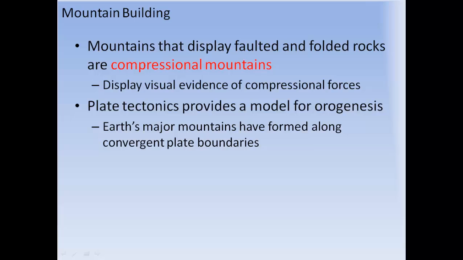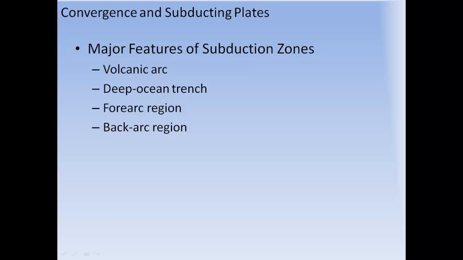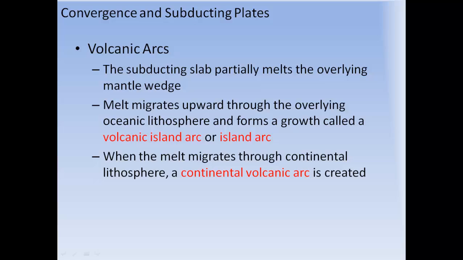Plate tectonics provides a model for orogenesis. Earth's major mountains have formed along convergent plate boundaries. Major features of subduction zones: convergence of subducting plates. The major features of subduction zones are a volcanic arc, a deep ocean trench, a forearc region, and a back arc region.